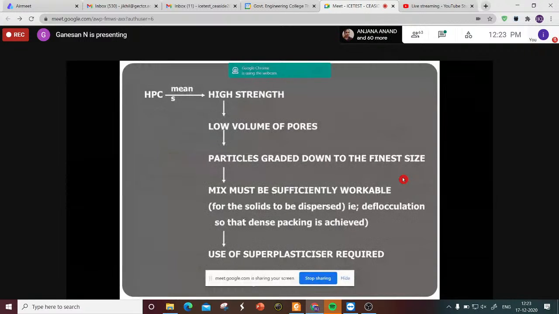So generally, HPC means high strength and low volume of voids. That means density should be very high. Particles are graded down to the finest size. The mix must be sufficiently workable. That is also essential for the solids to be dispersed properly, with deflocculation, so that dense packing is achieved. And for that, of course, we use superplasticizers.